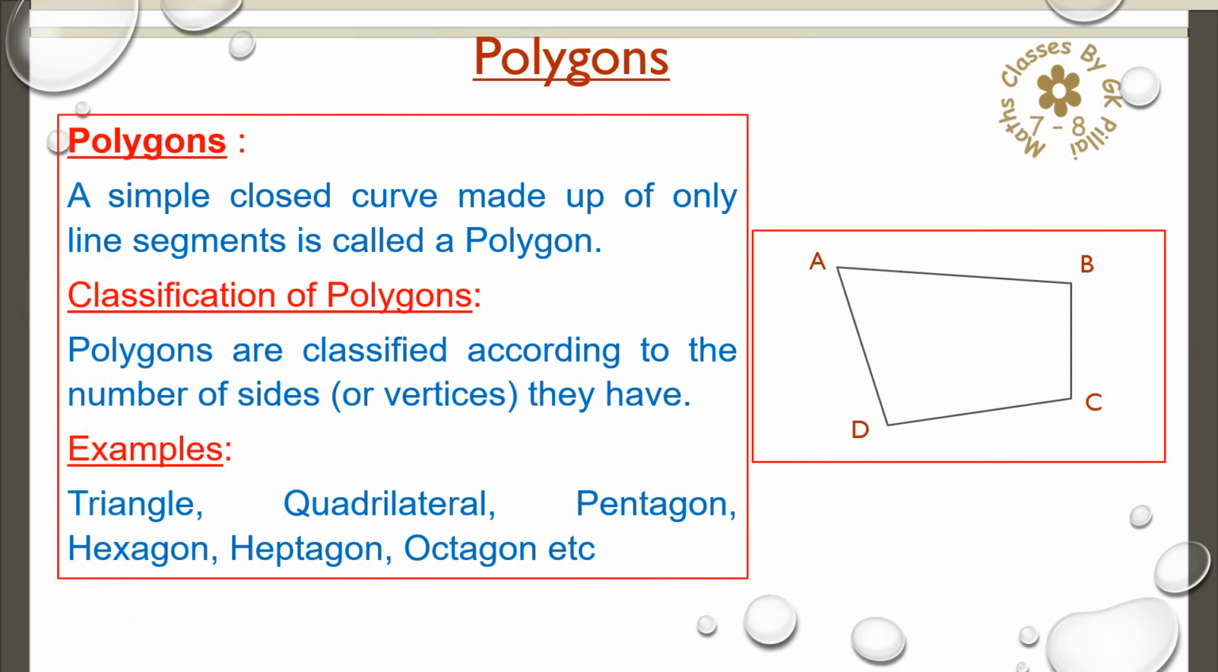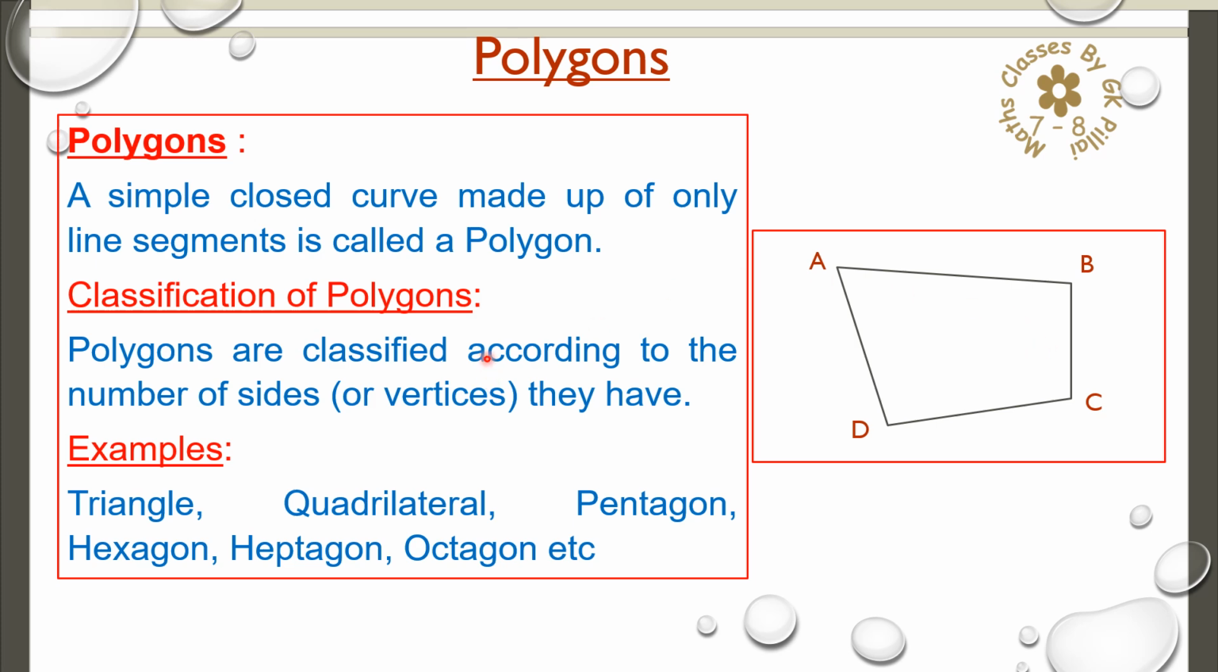There is no mention of polygons in your present textbook, but it was very much part of your previous textbook. There is no harm in learning just one or two definitions which are definitely relevant to your chapter. Polygons, the definition goes this way. A simple closed curve made up of only line segments is called a polygon. This is a polygon made up of 4 line segments.